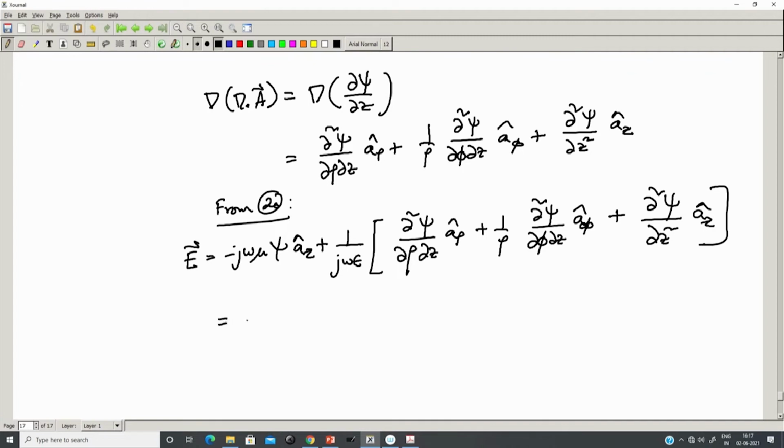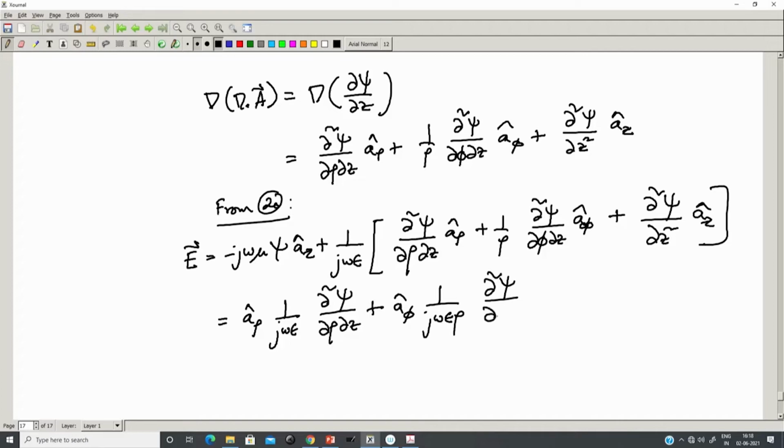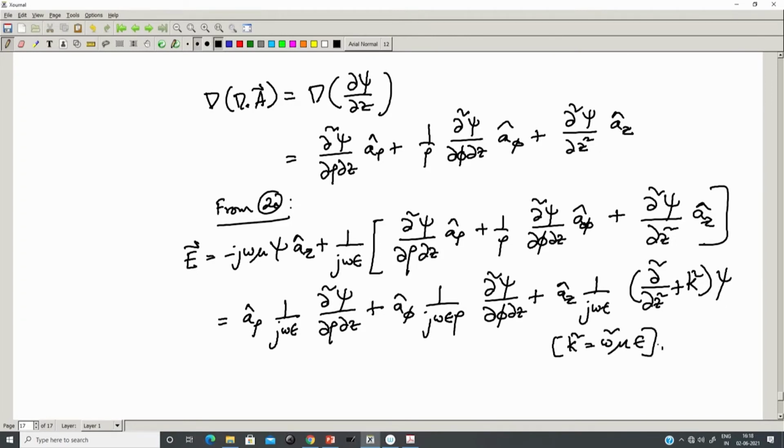So, that can be written as A rho 1 by j omega epsilon del square psi del rho del Z plus A phi 1 by j omega epsilon rho del square psi del phi del Z plus A Z 1 by j omega epsilon del square del Z square plus k square psi, where k square is given by omega square mu epsilon, which is well known.